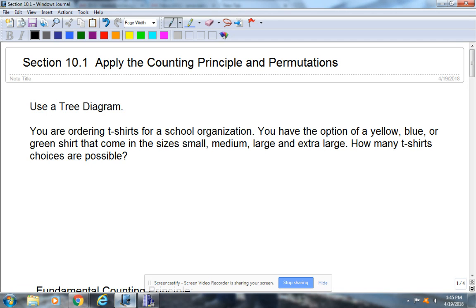Anyway, how many t-shirt choices are possible? So we're going to draw a tree diagram. And I do mine sideways. Some people do it from top to bottom. I do them sideways. So for our shirts, what colors could we choose? Yellow, blue, and green.